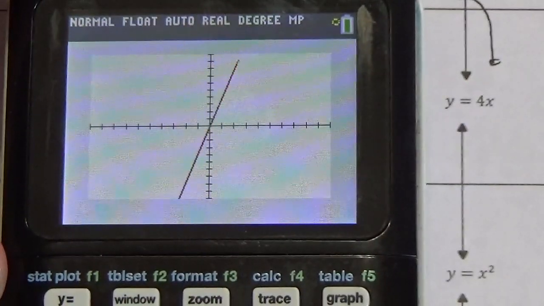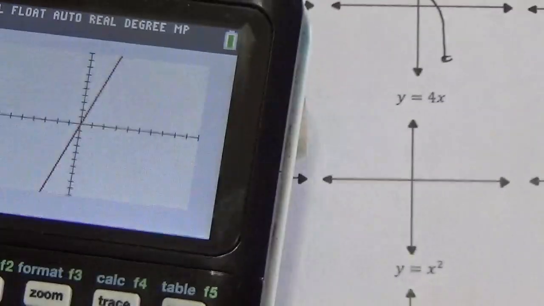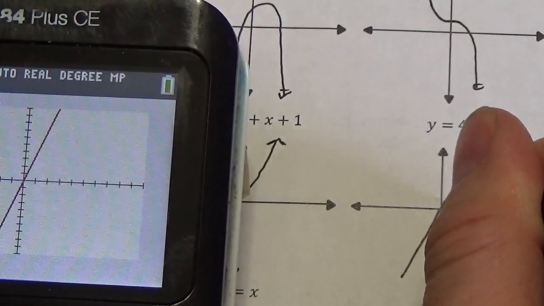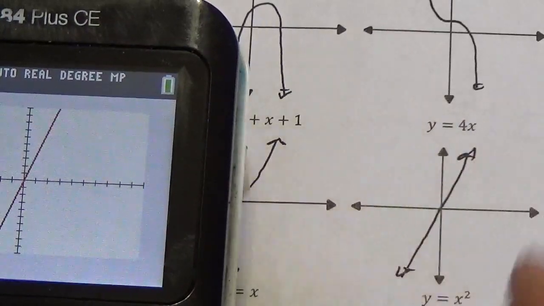I've seen that in a previous course, and yeah, that's just a straight line with a slope of 4, and it goes right through the origin.